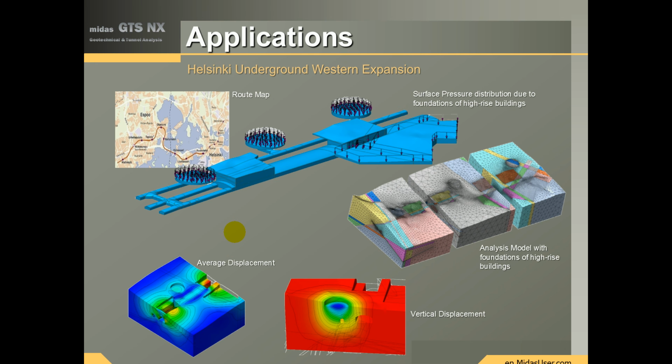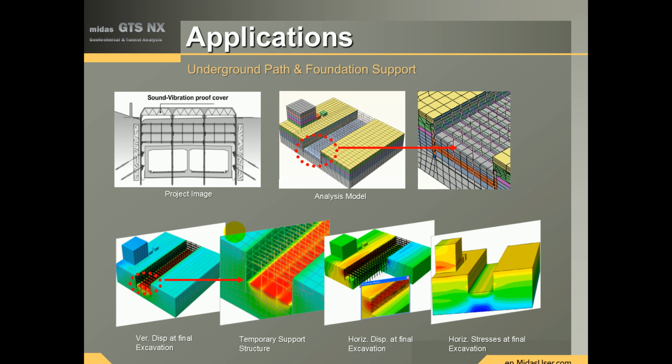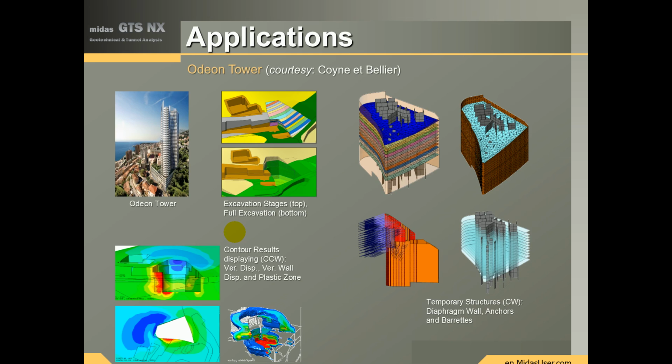Helsinki underground western expansion with 7 different sections. Temporary railway bridges with shored wall excavations there, and you can see the temporary supports of the structure and the construction stages being carried out, and the effects on the actual temporary supports. So underground paths and foundation supports here, with the temporary supports you can see going across, and those are all the construction stages as well.